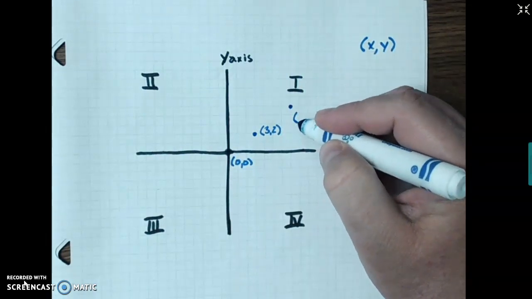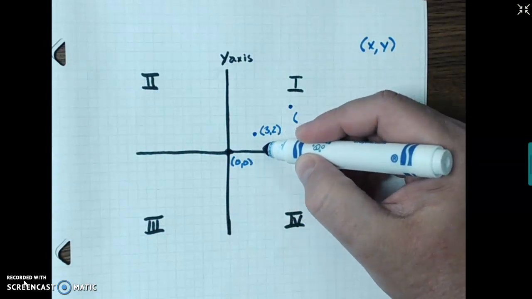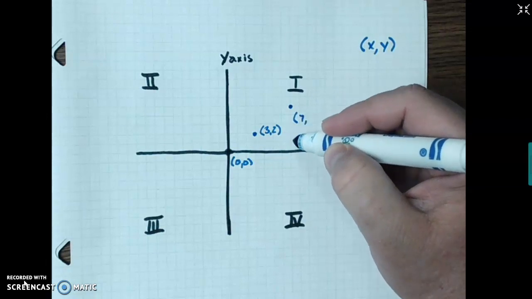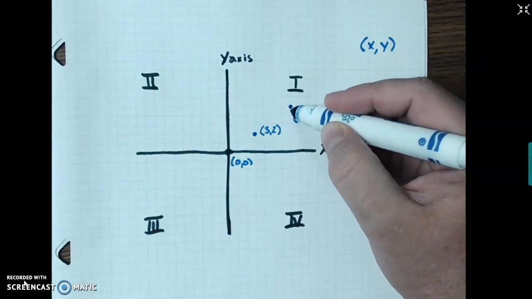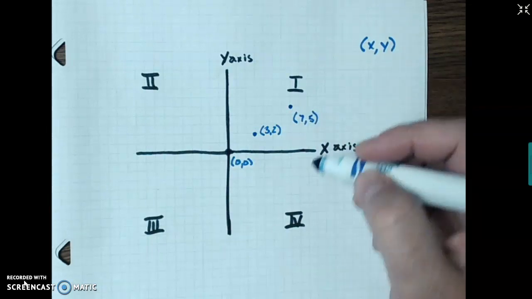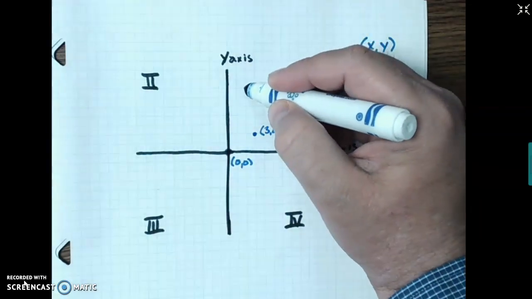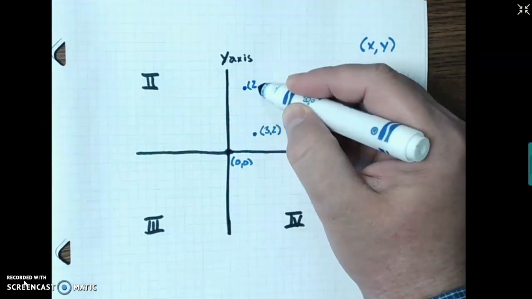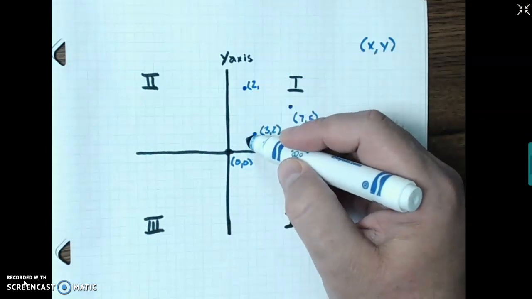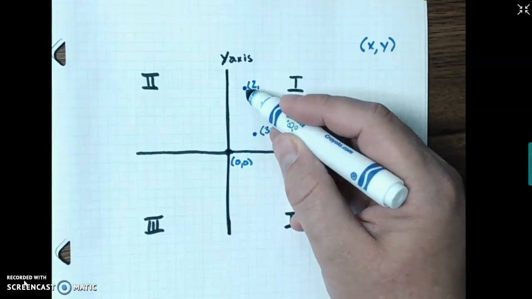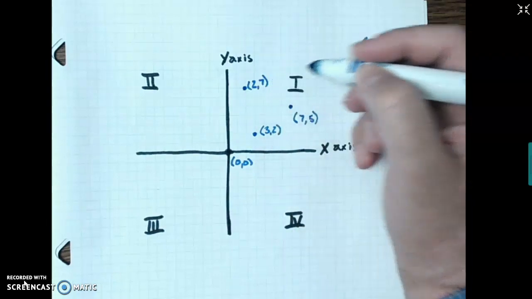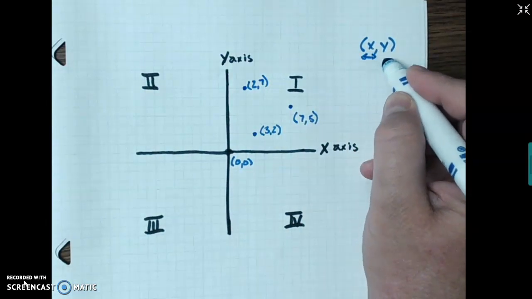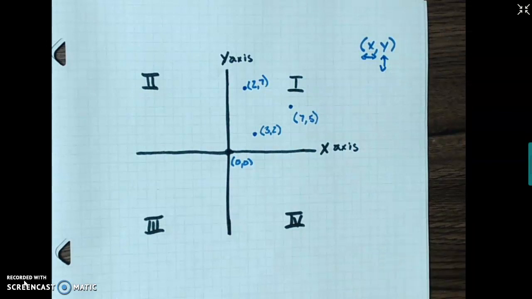this one is 1, 2, 3, 4, 5, 6, 7. And I'm assuming now that I'm going by units of 1. 1, 2, 3, 4, 5. So 7, 5. And then I could plot this one, and I'm going over 2, and I'm going up 1, 2, 3, 4, 5, 6, 7. So 2, 7. So if you remember, this is x and y. We always go horizontal first and vertical second.